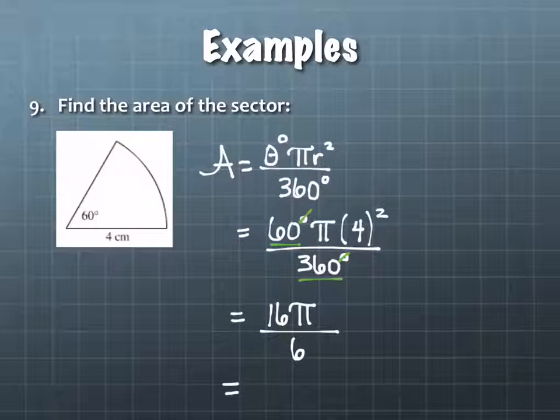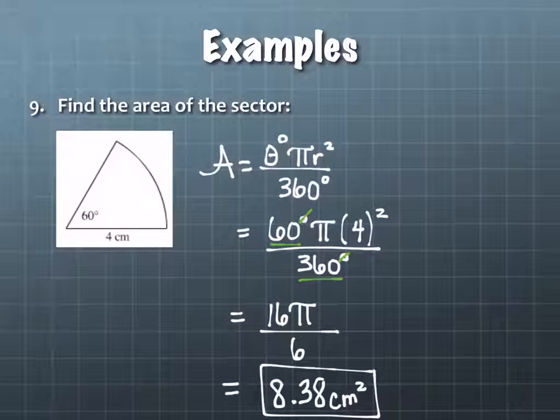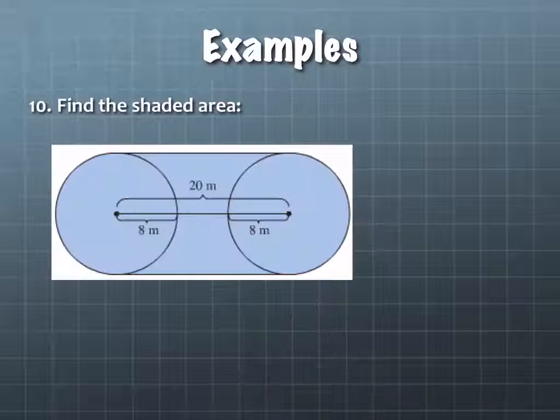8.38, we rounded off to 2 decimals. Is that what you guys got? I've got an error in my notes, so that's why I'm asking. It's okay? 8.38. What are my units here? Centimeters squared. Any questions on that one? That's the area of this piece of pie, this piece of cake. All right, this is a fun one.